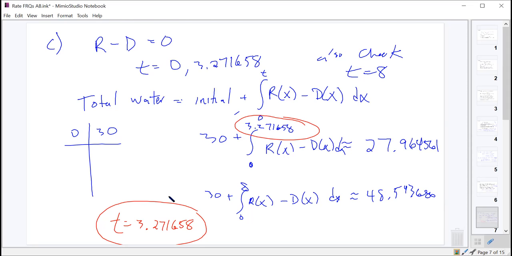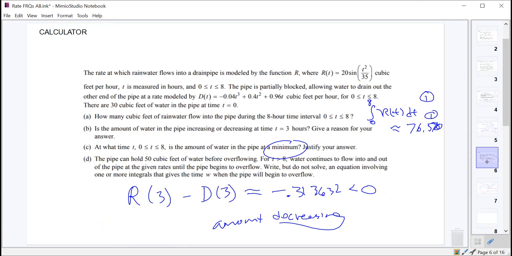Great. All right, part D. The pipe can hold 50 feet of water before overflowing. When T is greater than 8, water continues to flow into and out of the pipe at the given rates until the pipe begins to overflow. We want to write, but we don't need to solve, an equation involving one or more integrals that gives the time, W, when the pipe will begin to overflow. So we need the water in the pipe to equal 50, right? So what are we going to do?